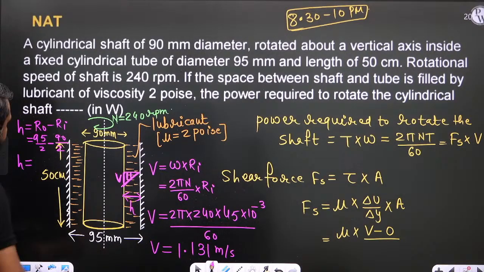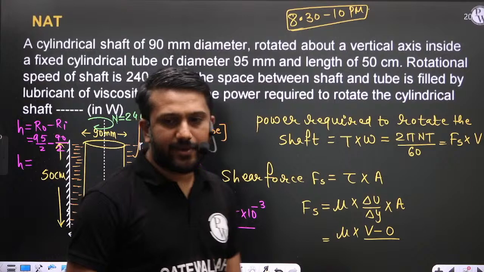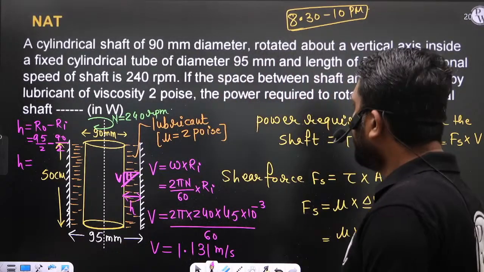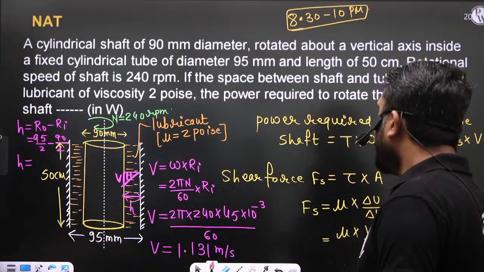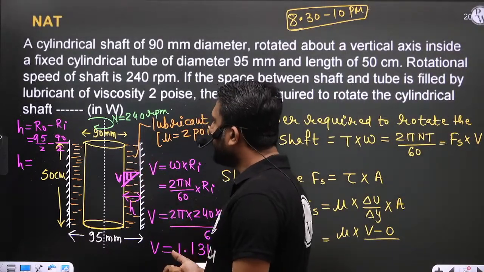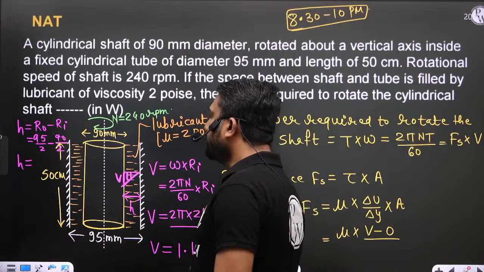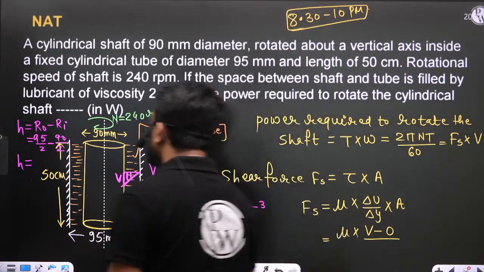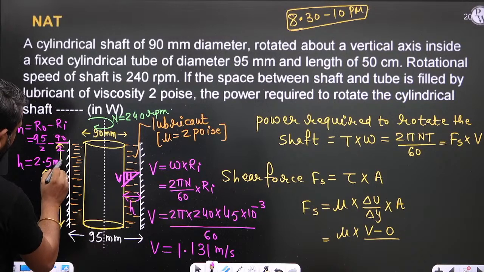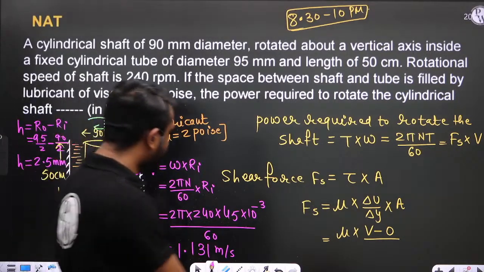What is the h you are getting? 95 by 2 minus 90 by 2. 95 minus 90, that is 5. So this one is 5 by 2, that means 2.5. So h is 2.5 millimeter.